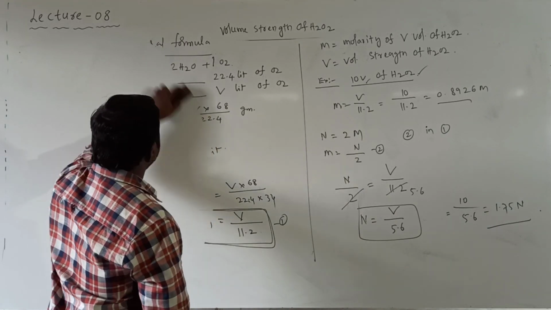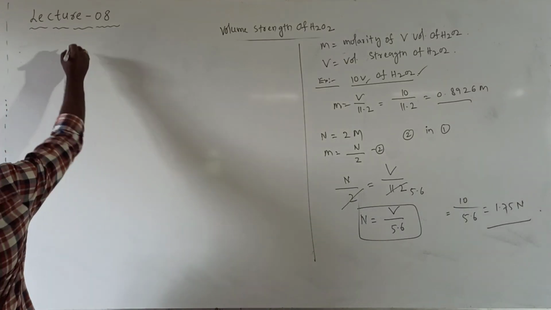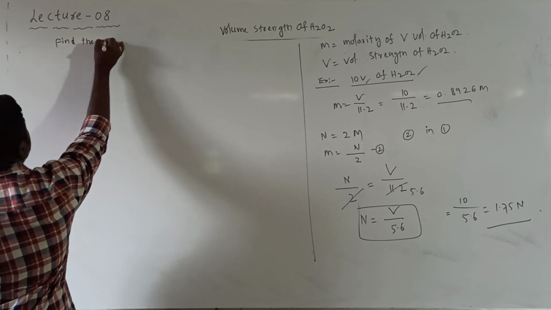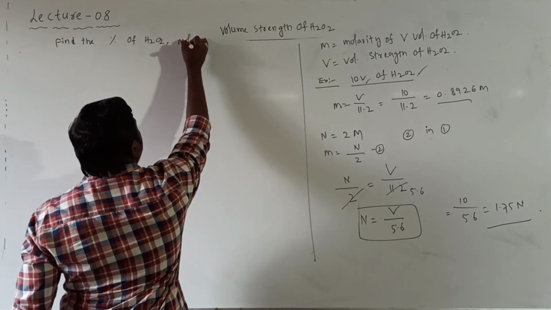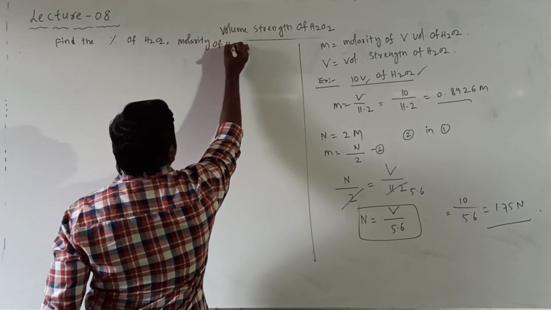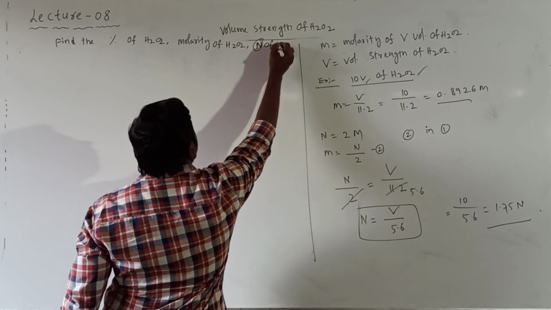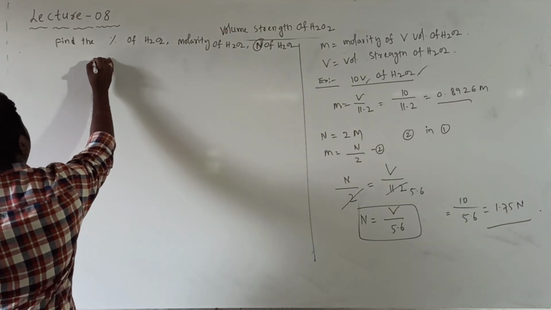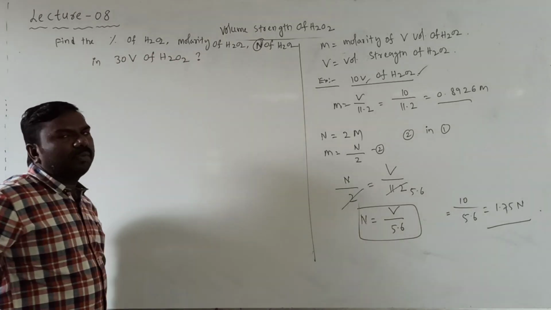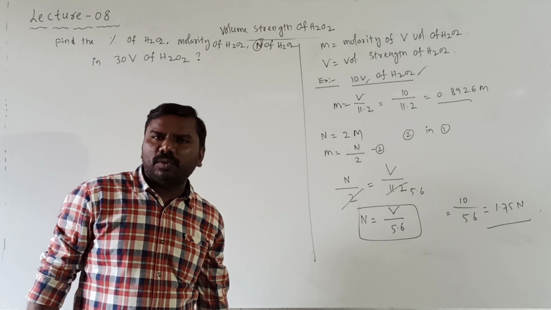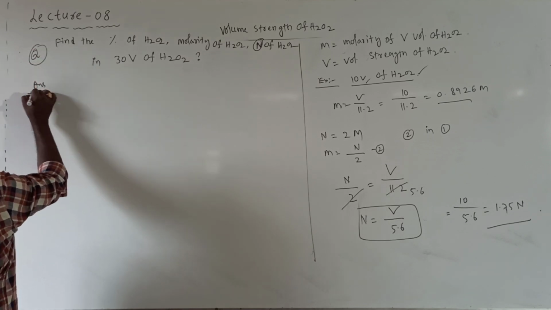So I'd like to take 30 volumes. Find the percentage of H2O2, molarity of H2O2, normality of H2O2 in 30 volumes of H2O2. This is the question. I gave you 3 questions, but they will give you only one question in the examination. So now, how to find the answer for this?